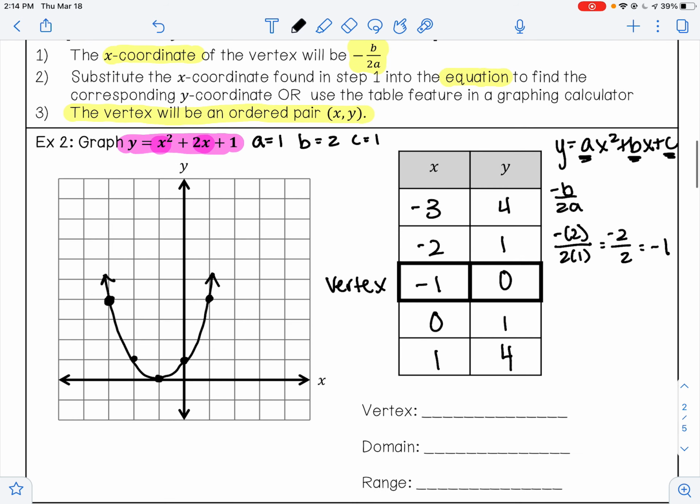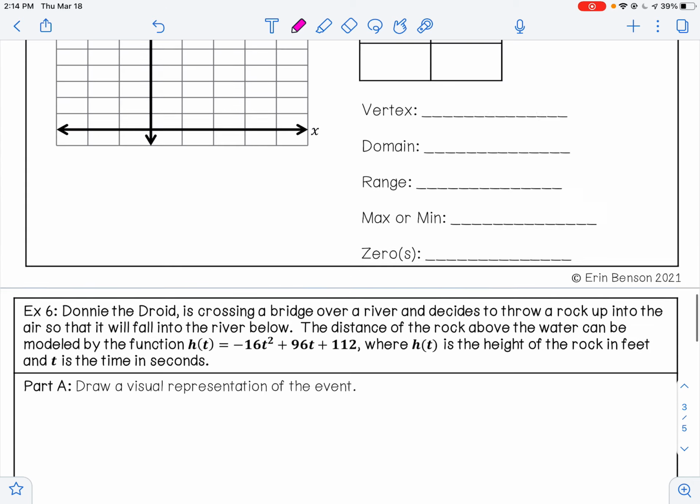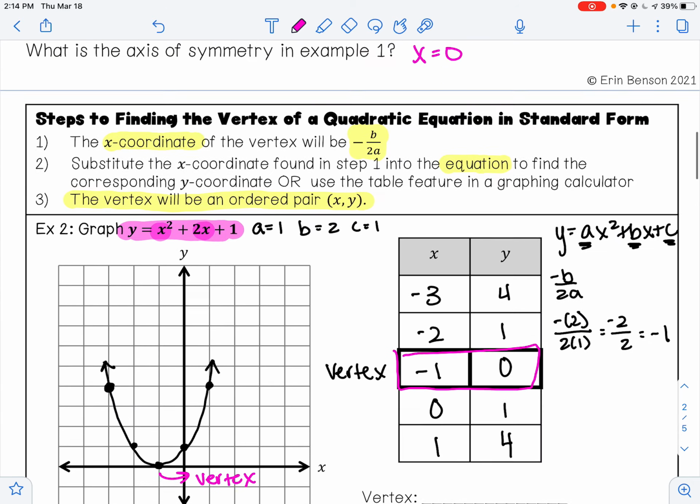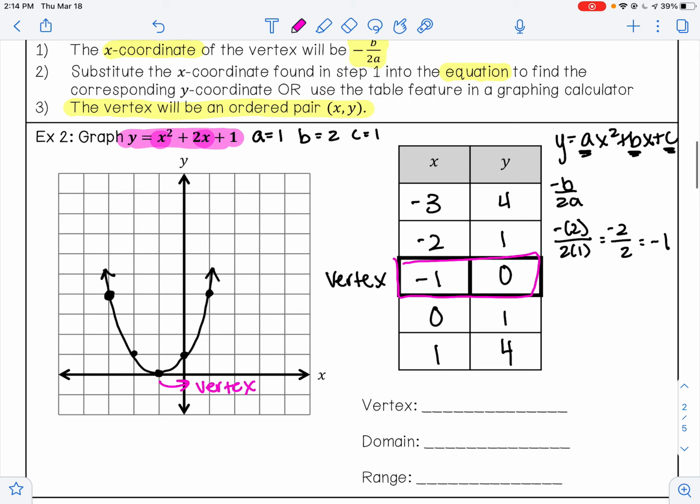So now I can go ahead and find the requested characteristics. They're asking me for the vertex. Well, we found the vertex right here. We can also see it right here on our graph. Our vertex is at the ordered pair -1, 0.